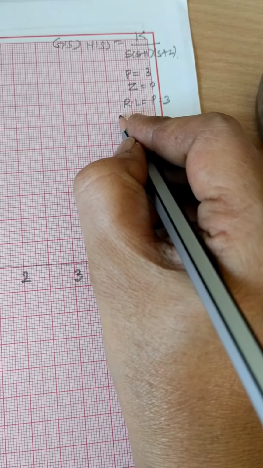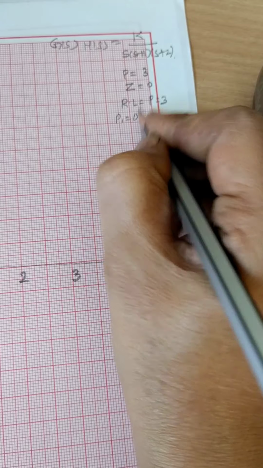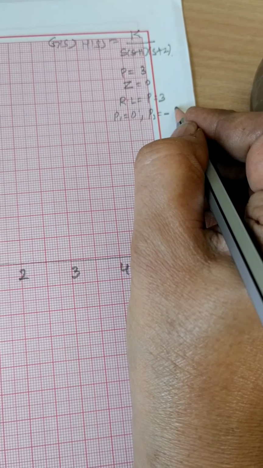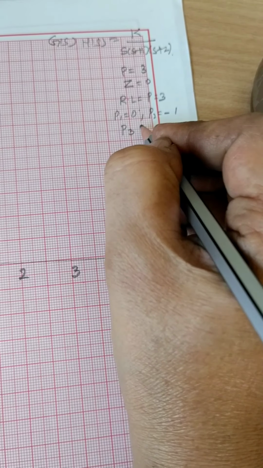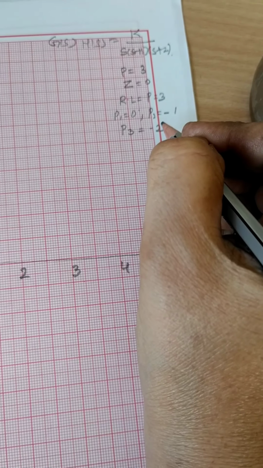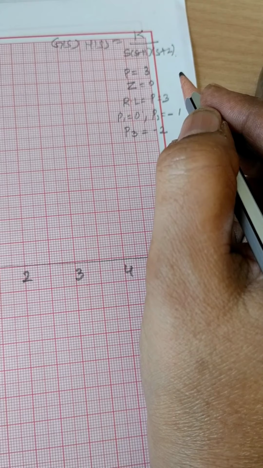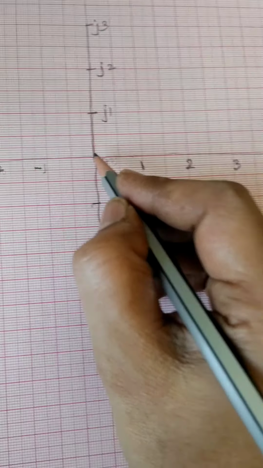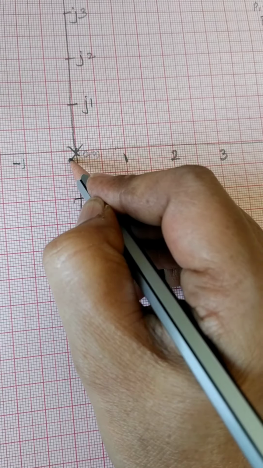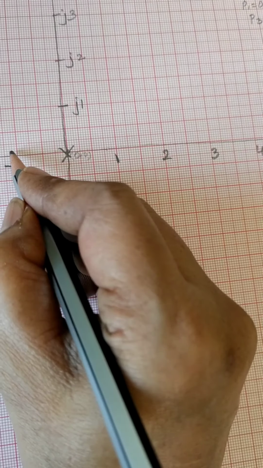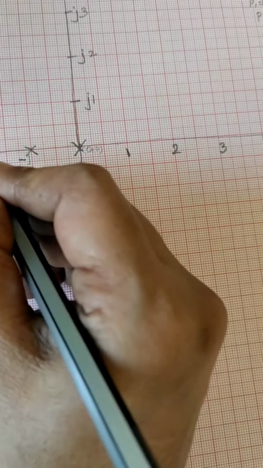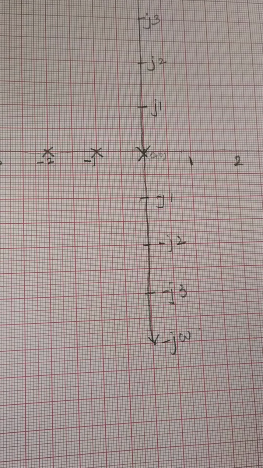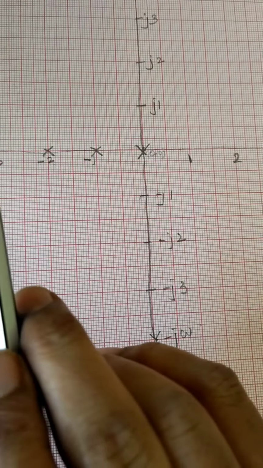So what are the poles? P1 is equal to 0, there is a pole at S equal to 0. P2, there is a pole at S equal to minus 1, and there is a pole at S equal to minus 2. And there are no zeros; all the zeros are at infinity if there are no zeros. So now we will come here: there is a pole at S equal to 0, a pole at S equal to minus 1, and a pole at S equal to minus 2. So we have located these 3 poles, P1, P2, and then P3.